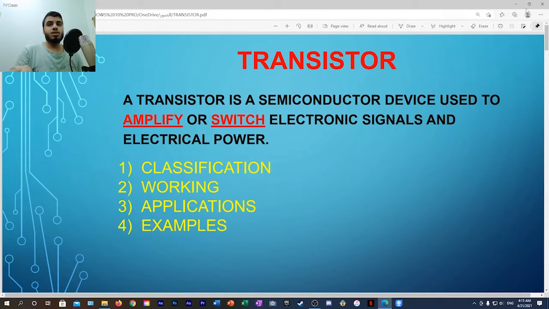My name is Ali. Today I'm going to talk about the transistor. What's the transistor? The transistor is a semiconductor device. The semiconductor device has two main functions. The first function is to amplify signals, and the second function is to work as a switch, either an open switch or a closed switch. We will see this in the example.